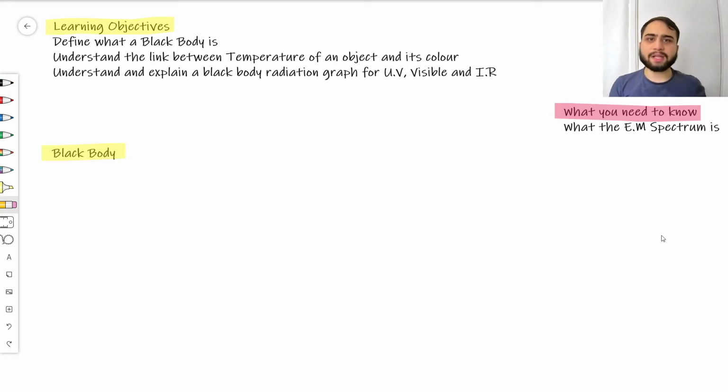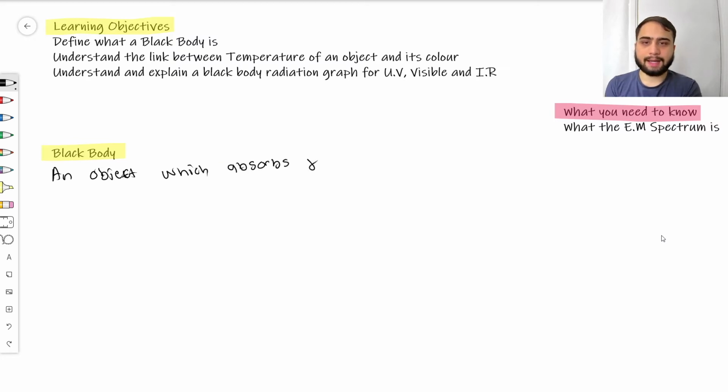Okay, so now we want to understand what a blackbody actually is, right? How do we define a blackbody? So a blackbody can be defined as an object which absorbs and re-emits all radiation incident on it.